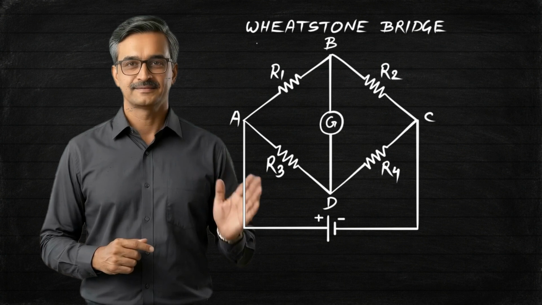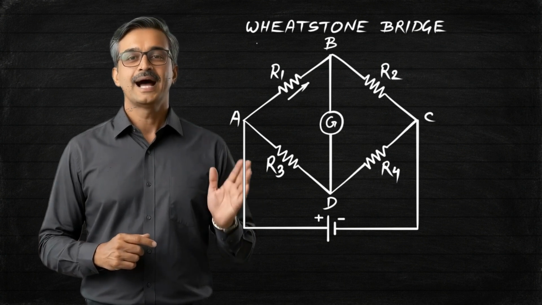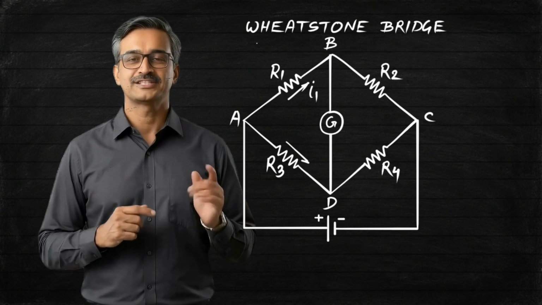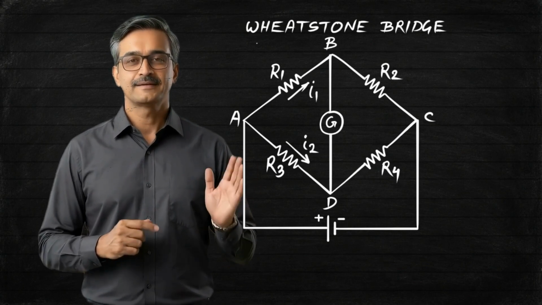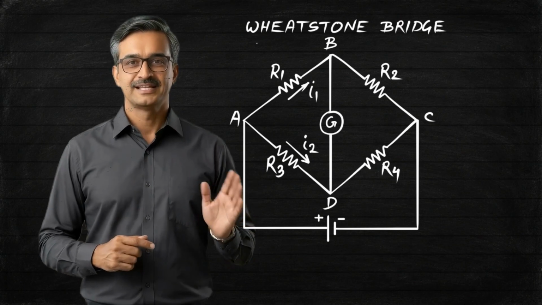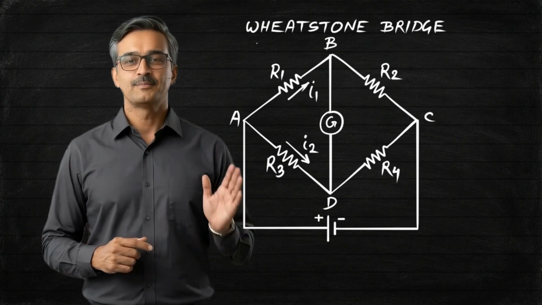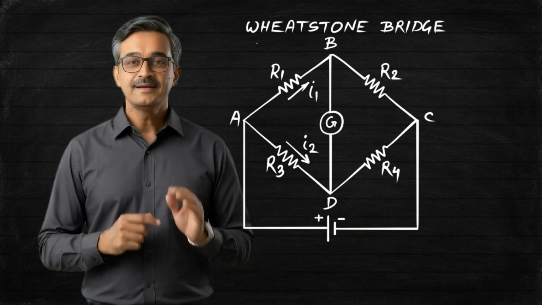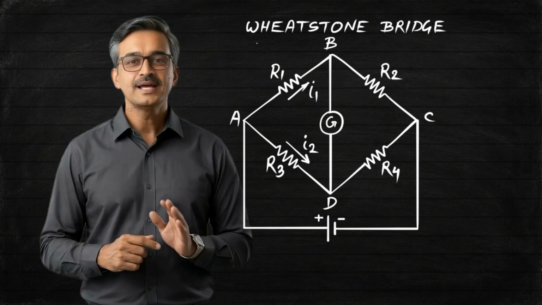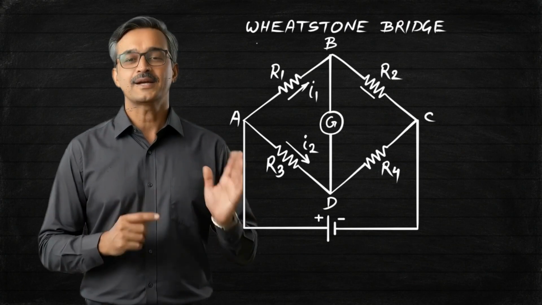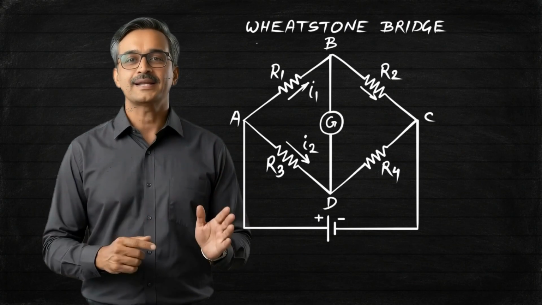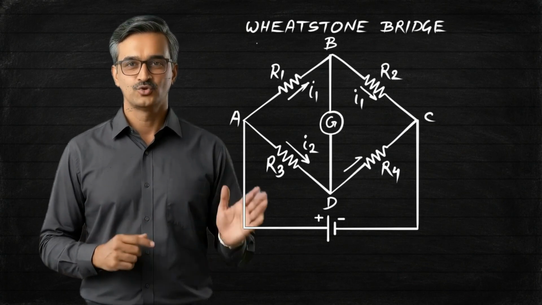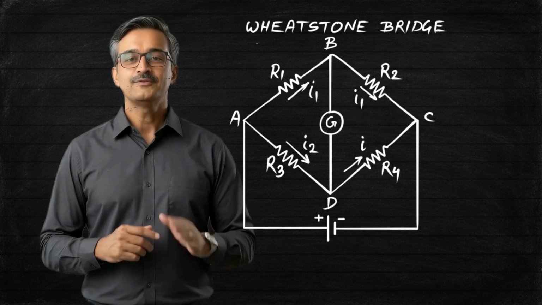Now we will connect one battery between points A and C, and we will connect one galvanometer G between points B and D. Now for this arrangement, say current I1 is flowing through this R1 branch and current I2 is flowing through this R3 branch. At balance condition, that means when the potential of points B and D are equal, there will be no current passing through the galvanometer and the galvanometer will show null deflection. At that instant, obviously, the same current I1 will flow through resistance R1 and R2 and the current I2 will flow through R3 and R4.